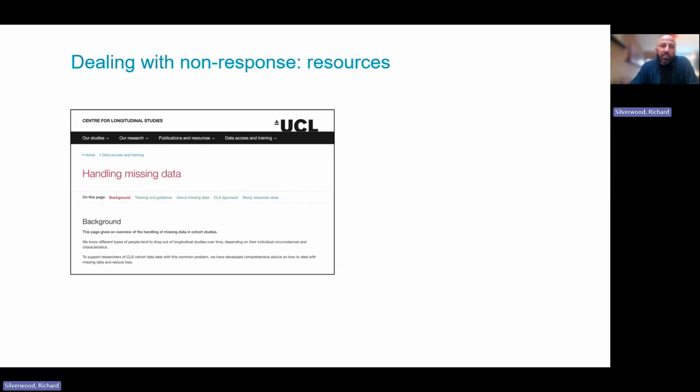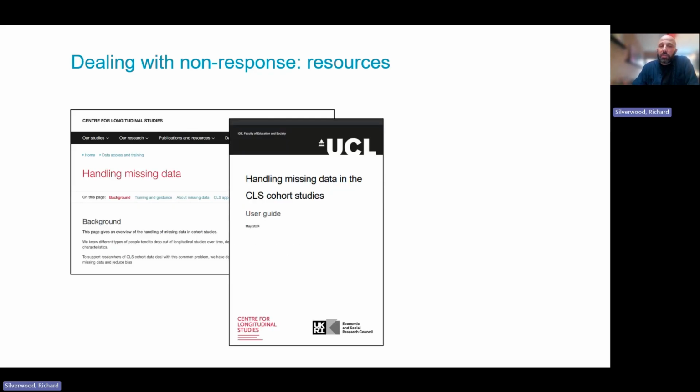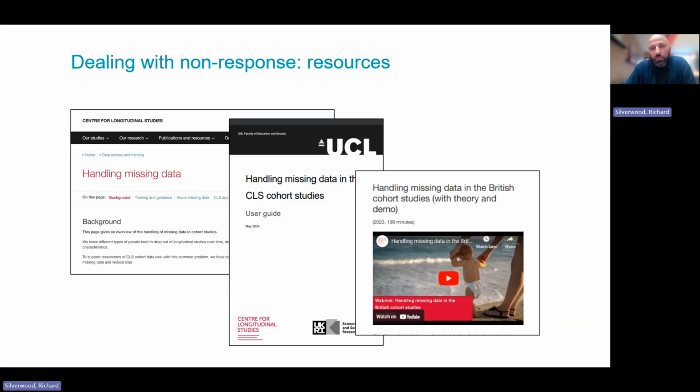There's other methods that we discussed that I've not got time to go into now, but if you're interested, there's a lot more information. There's a handling missing data page within the CLS website. From there, you can access this handling missing data user guide, which is, I think, really the main source of information on this with lots of detail. And there's also one or possibly more videos of webinars that we've run on handling missing data in the cohorts.